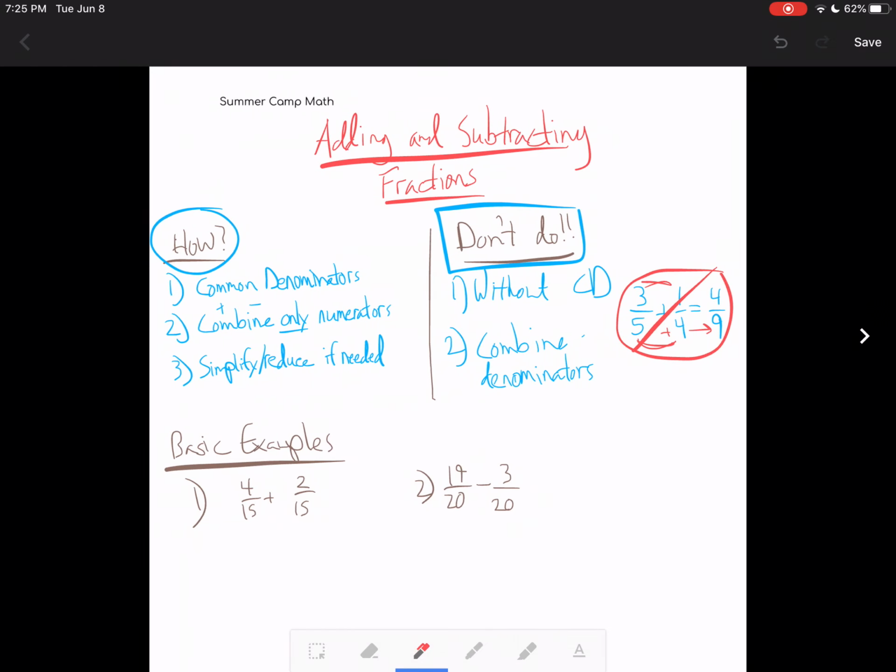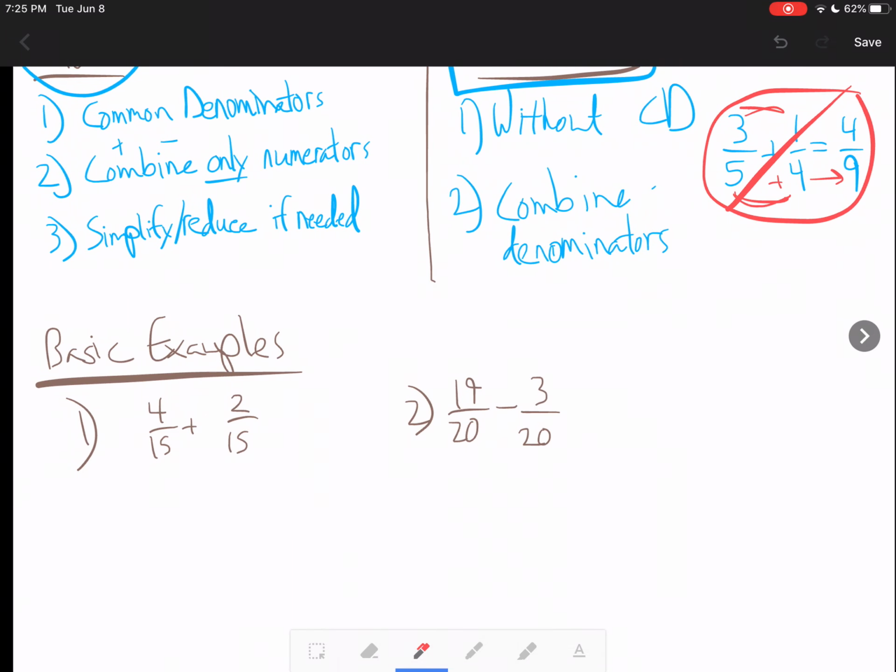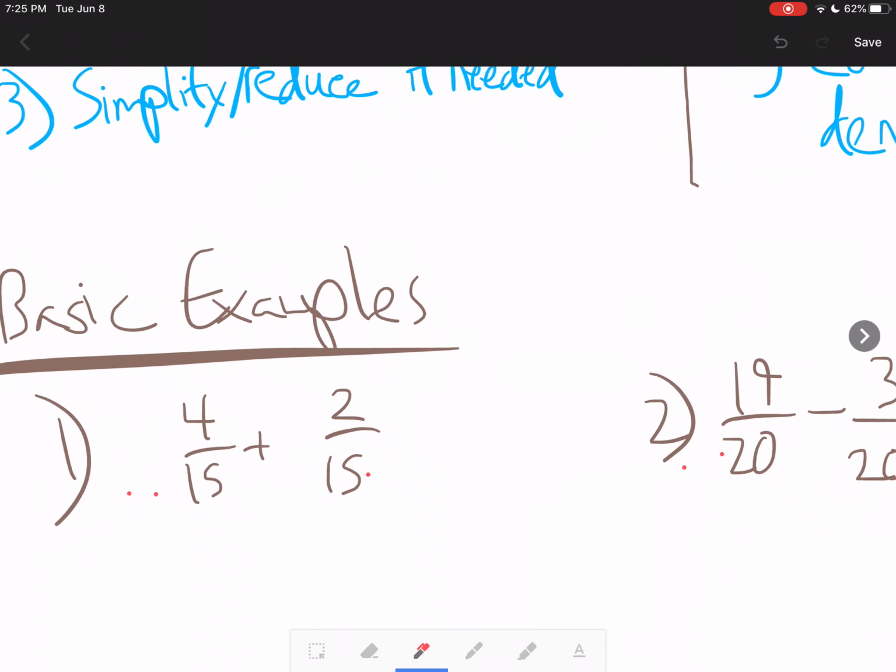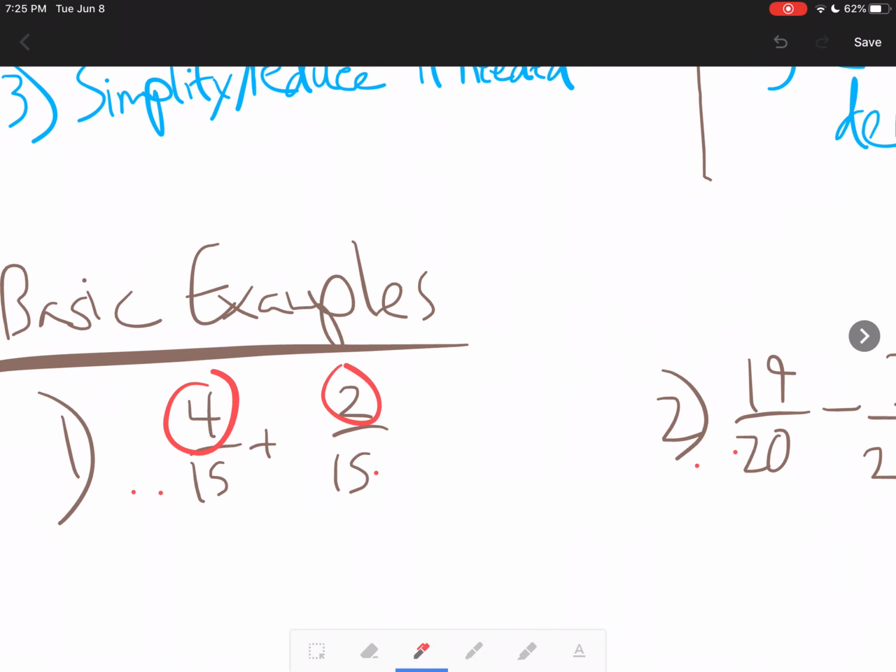So let's take a look at some basic examples and then kick it up a notch from there. So our first example, let's just stick with red. In both these examples, we already have common denominators. So we have 15 and 15, and then here 20 and 20. So now it's all about combining our numerators. And so our numerators are 4 and 2. So the denominators are going to stay the same. It's going to stay as 15 down there. That does not change. So again, notice these are all 15. But we'll combine the 2 and 4 with the plus sign to get 6.